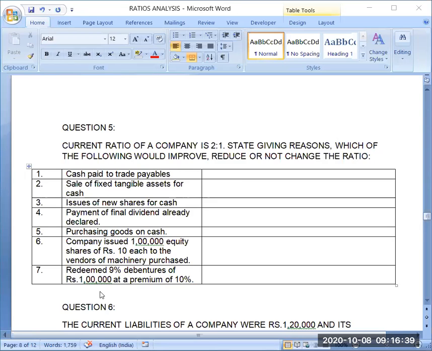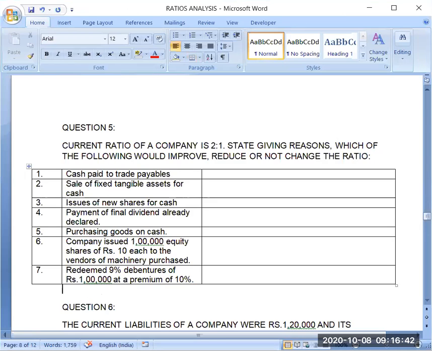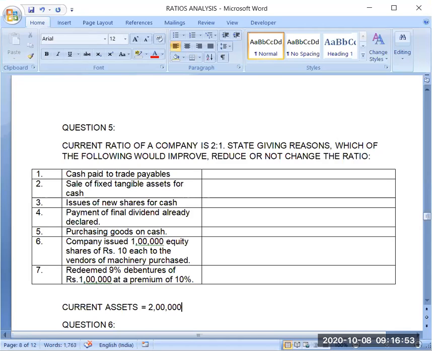We can assume, here I will assume, suppose my current assets are rupees 2 lakh, and suppose my current liabilities are rupees 1 lakh. As the question is saying that your current ratio is 2:1, I have decided accordingly that my current assets are 2 lakh and my current liabilities are 1 lakh. You can see the current ratio will be coming 2:1.